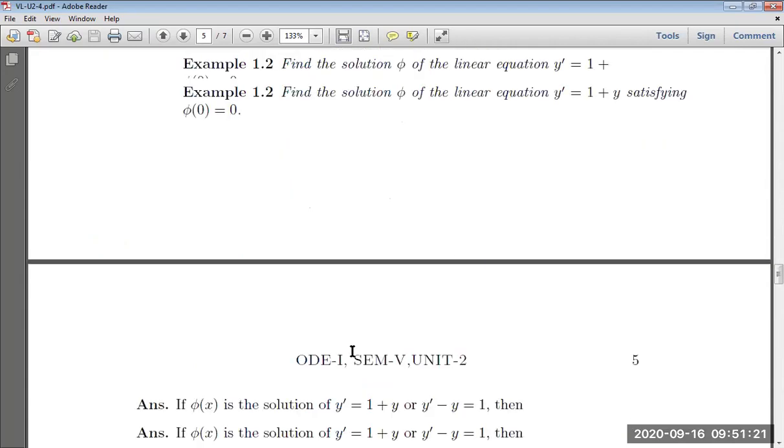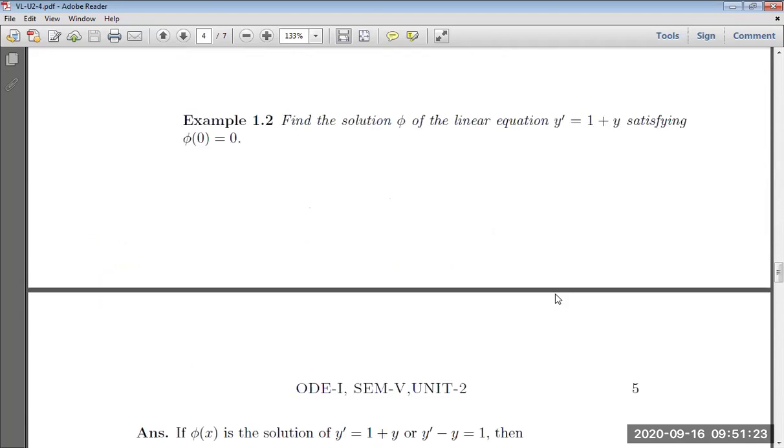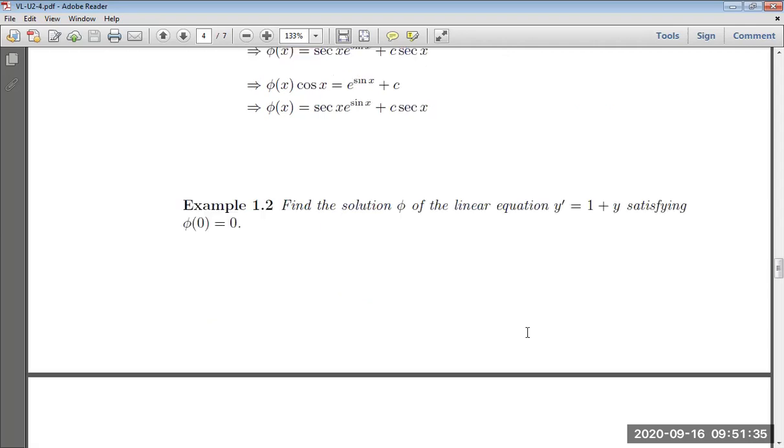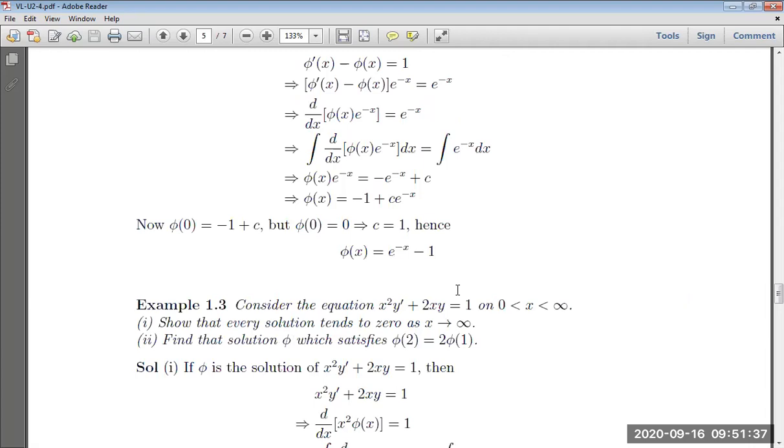In this we have a of x as minus 1 and b of x as 1. So in particular, this is a particular case of the most general linear differential equation of order 1. So yes, now let us come to this.